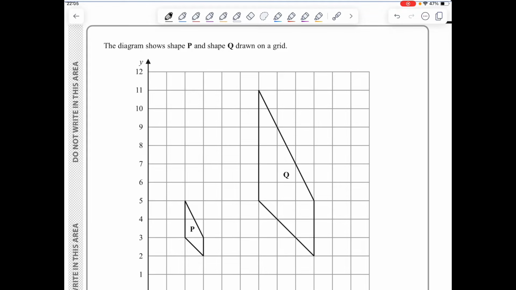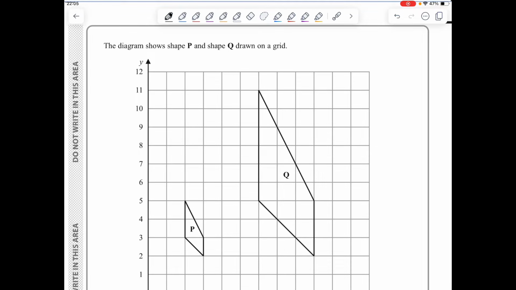In part B, I have to describe the enlargement that maps P onto Q. Obviously, it's an enlargement. I need to find the center and the scale factor. Now, the scale factor is easy. Take any side. For example, this one has a magnitude of 2. It's being mapped on this one with a magnitude of 6. Going from 2 to 6, a scale factor of 3.